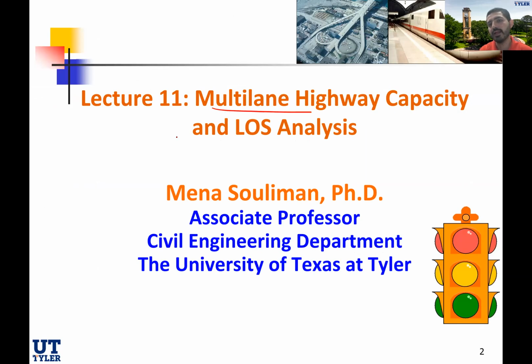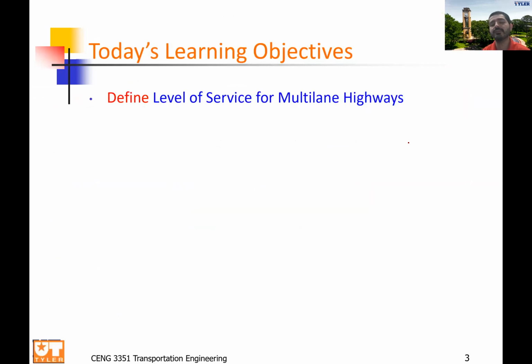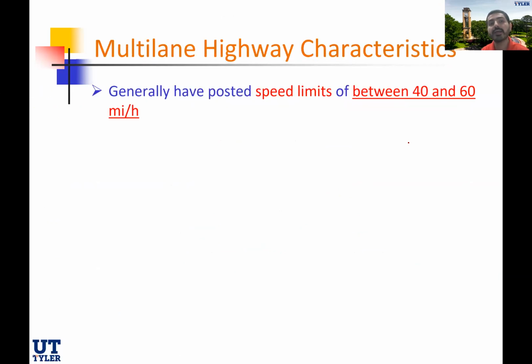So this is multi-lane highway and level of service analysis. It was a short part of the chapter because it's very similar to freeways, but there are also some differences that we've drawn. I can ask you, what are some of the key characteristics of multi-lane highways? I still cannot call it a freeway, but what would be some characteristics of multi-lane highways?